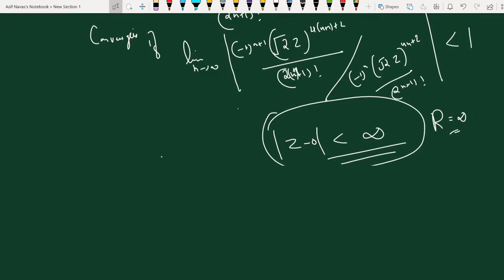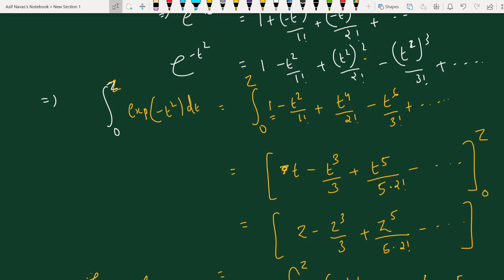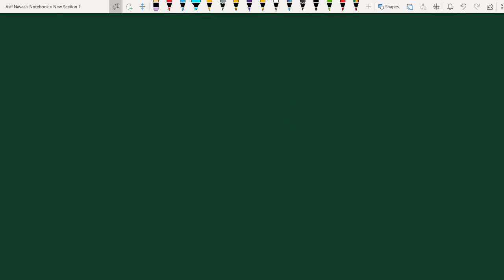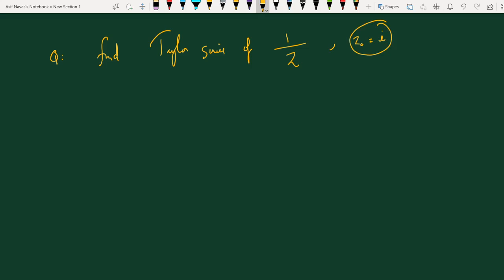Okay, so the question is, find the Taylor series of 1 by z where z naught is equal to I. So the center of the Taylor series must be I. That means we must have the expansion in the form z minus I. So, solution.